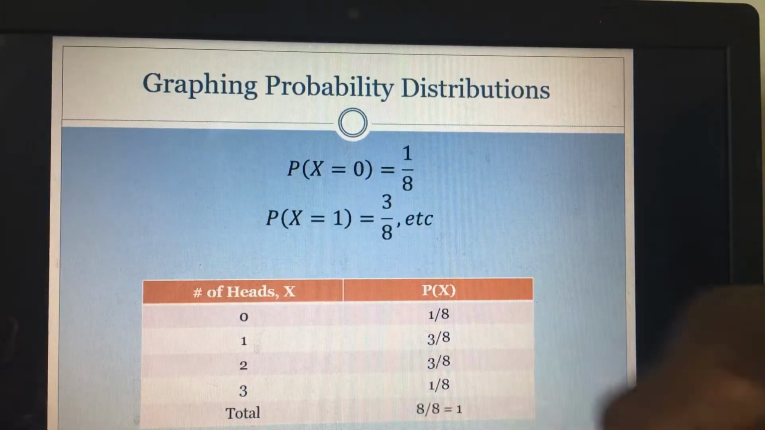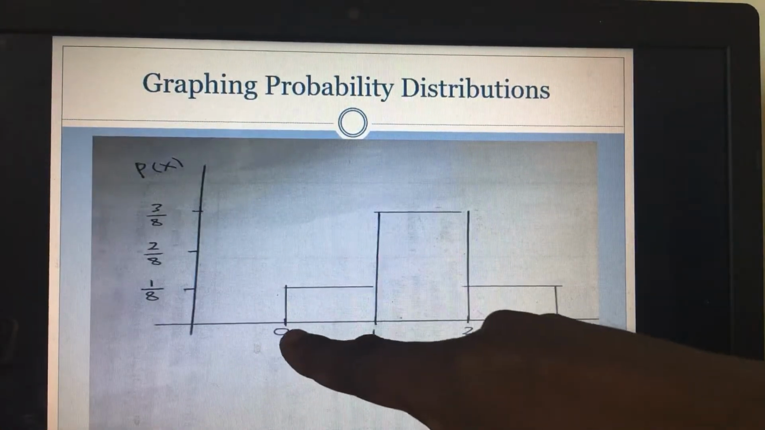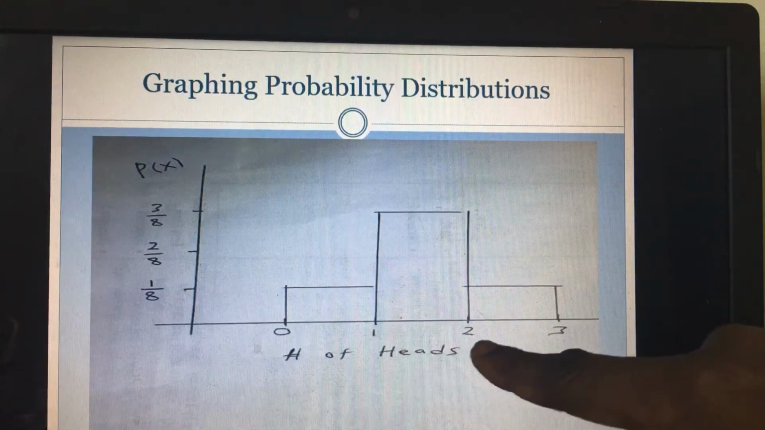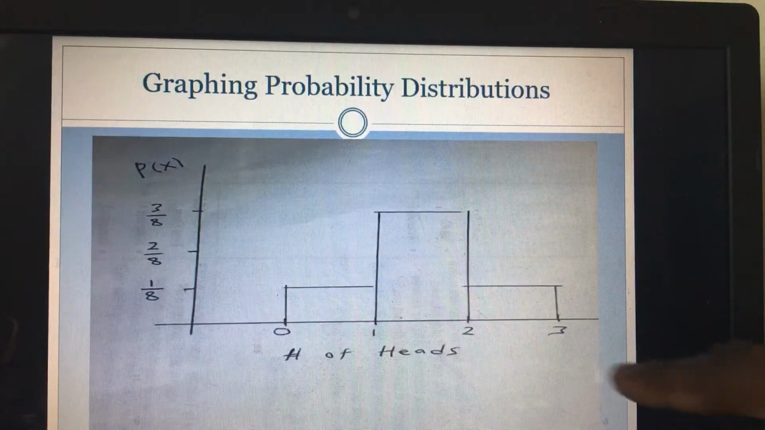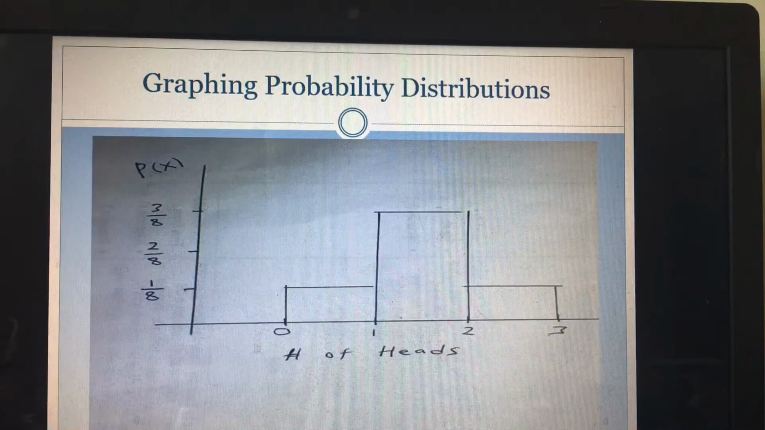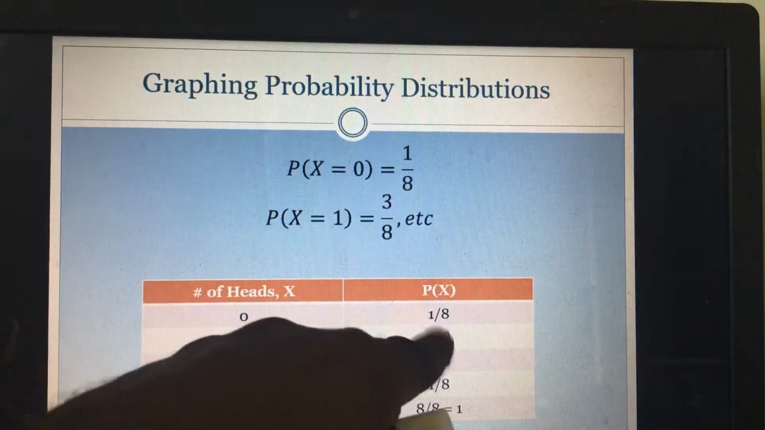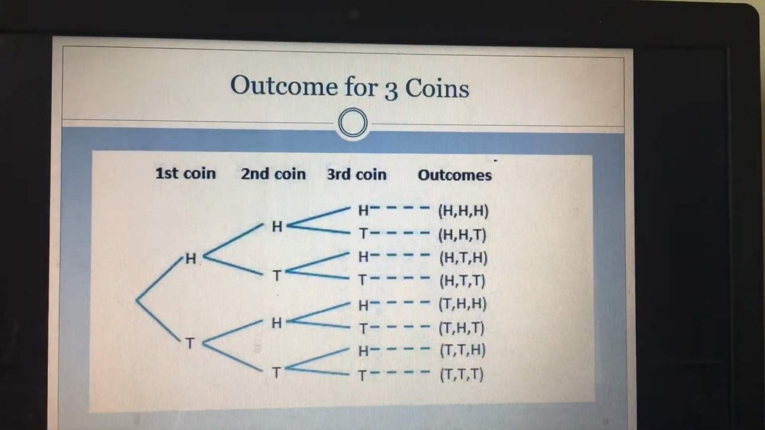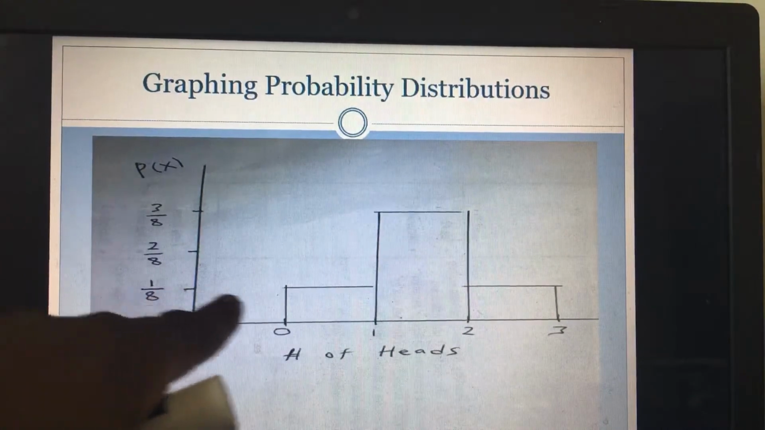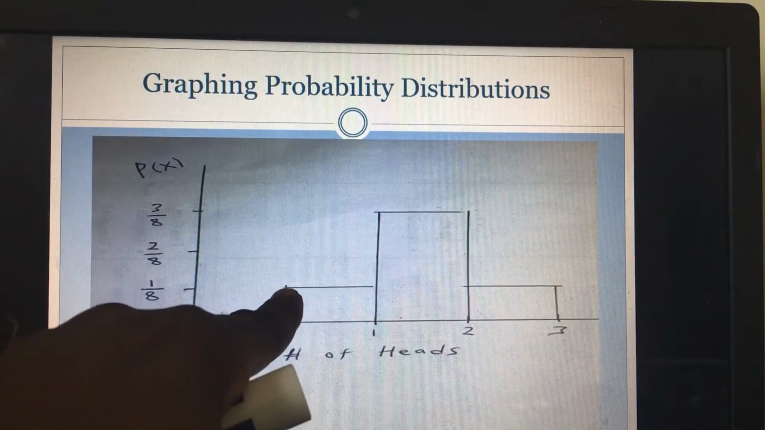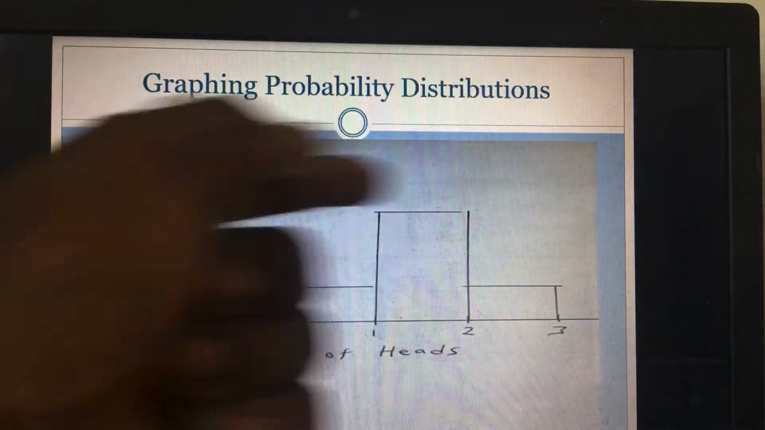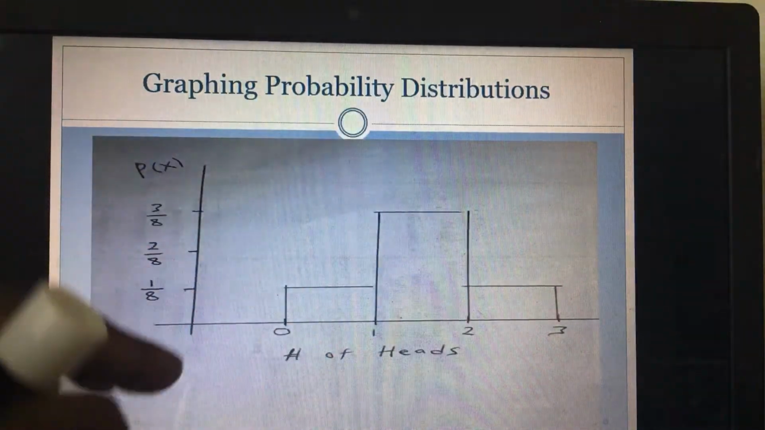The first one, just look at how I drew it. 0 heads, 1 head, 2 heads, 3 heads. For 0 heads, we have 1 out of 8. See, I have it right here, 1 over 8. I drew the line from 0 to this place. First of all, I drew all the lines, then I joined them to get this histogram.